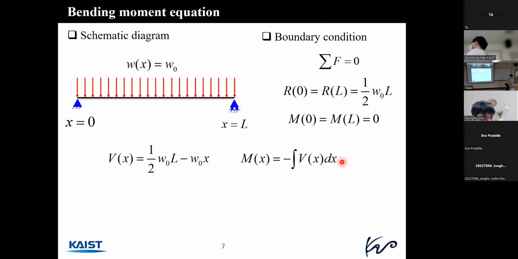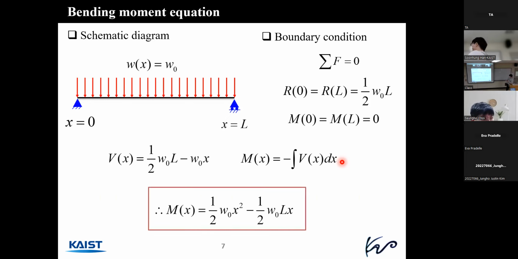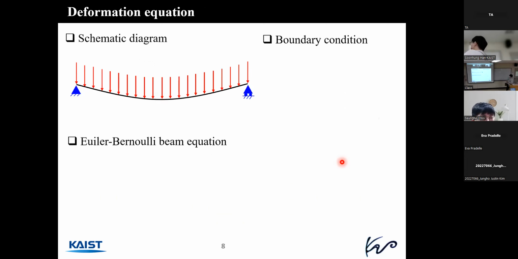By applying simple free body diagrams, you can calculate the shear force in terms of w0, L, and the rotation of the beam. And by integrating the shear force with the minus sign, we can obtain the moment of the beam under the fluid force like this, as a function of x and w0. Our objective is the profile of the beam.